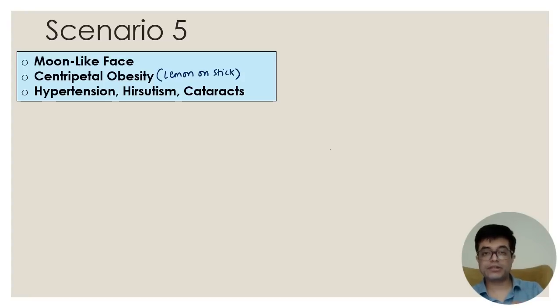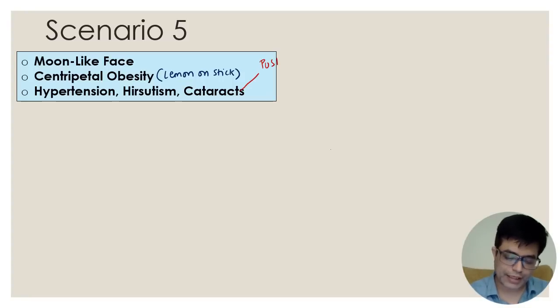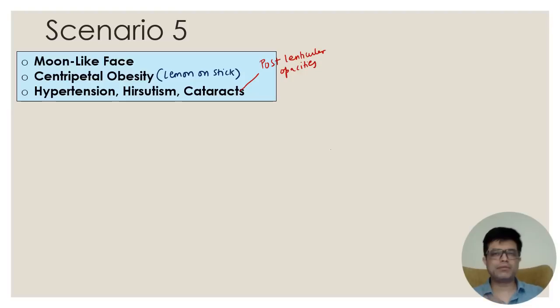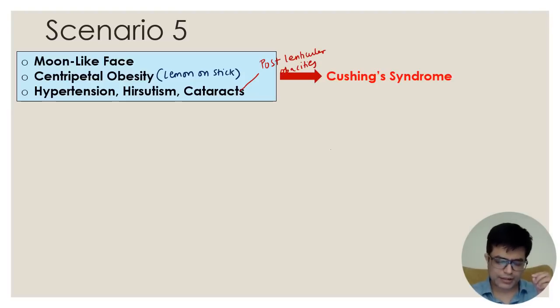The hypertension not only involves systolic, it is the diastolic hypertension which is very characteristic. And cataracts, whenever they occur, tend to involve the posterior part of the lens. So posterior lenticular opacities are very characteristic. With or without other things like hyperglycemia, peptic ulcer and CNS manifestation, if you have a presentation like this, the likely diagnosis is going to be Cushing syndrome.